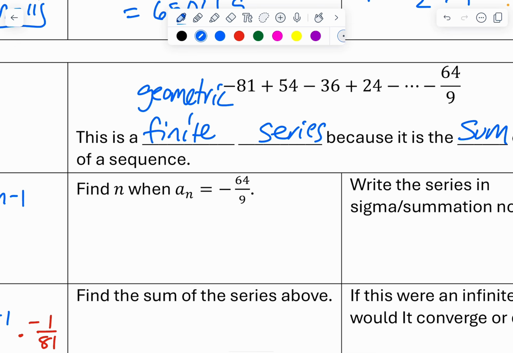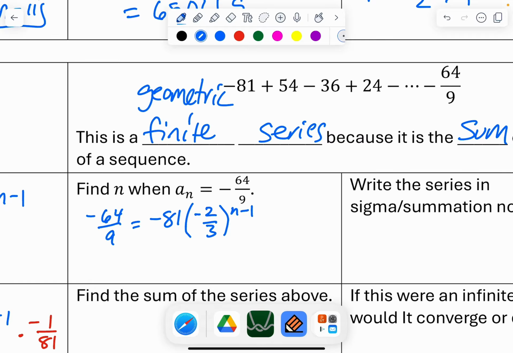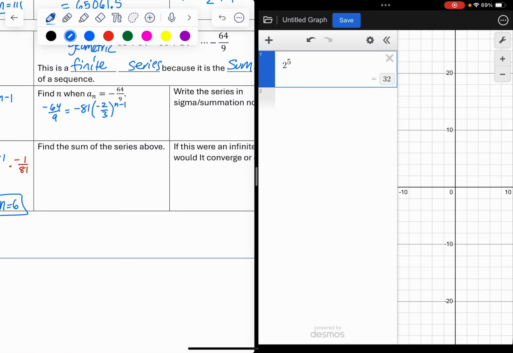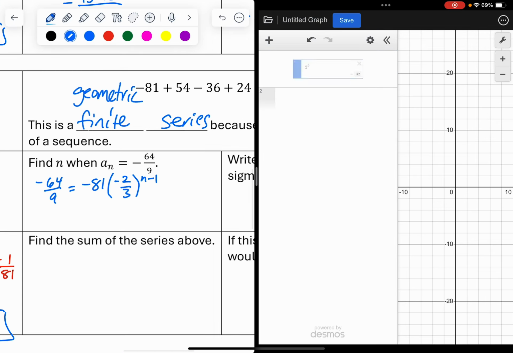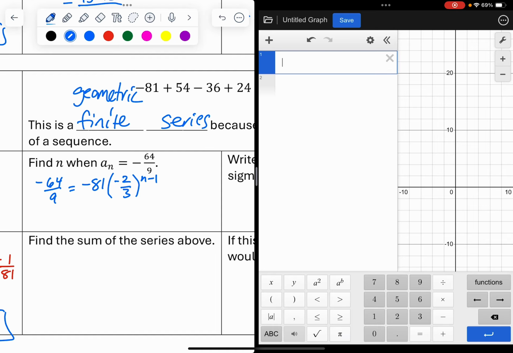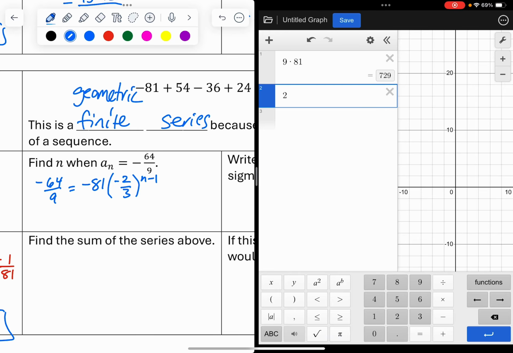64 over 9. Okay, so negative 64 over 9 is equal to negative 81 times negative 2/3 to the n minus 1. Let's multiply both sides by, let's use our calculator. Let's see, if I have 9 times 81, okay, so this, I'm hopeful, let's see, 2 to the 6th, does that give me 64? And 3 to the 6th.